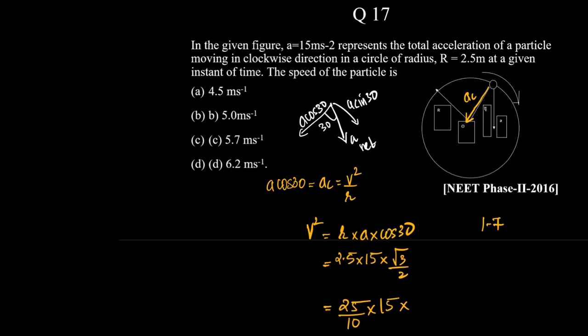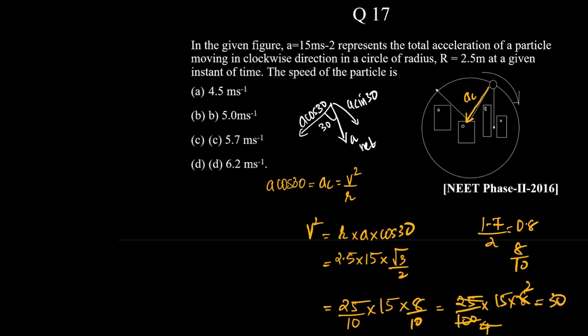See, root 3 is 1.7. So 1.7 by 2 is 0.8, which I can write as 8 by 10. What should be an easy way to calculate? Okay, let me write like this: 25 by 10 into 10 is 25 by 100. 25 by 100 into 15 into 8. 25 by 100 is 1 by 4, and 4 2s are 8. So what you get is 15 into 2, which is 30. Which means V square is equal to 30.